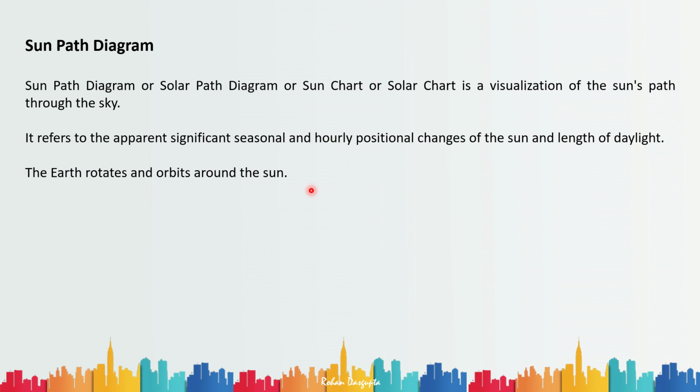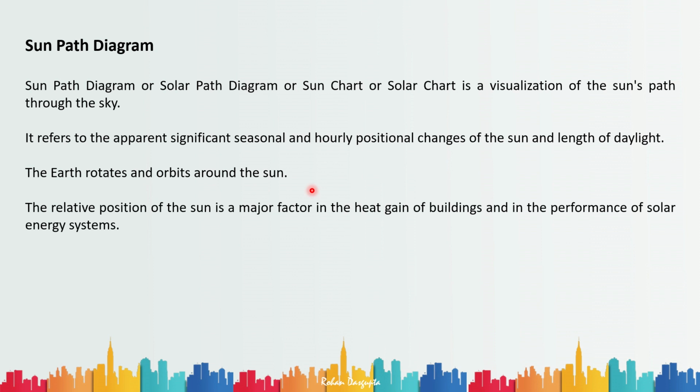The earth rotates and orbits around the sun, and that is why there is an apparent change in the positions of the sun in the sky. Now, the relative position of the sun is a major factor in the heat gain of buildings and in the performance of solar energy systems. Now, in a country like India, we want our houses to have minimum heat during the summer. And how are we going to ensure that? We are going to ensure that by our knowledge of the sun path diagram.